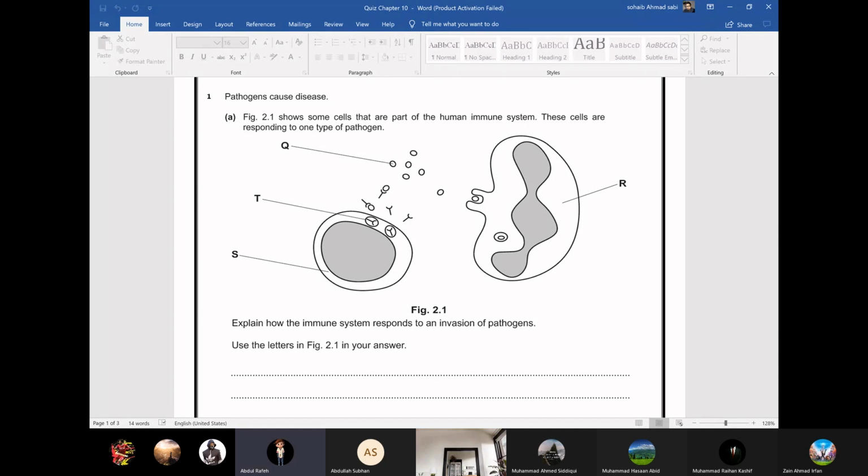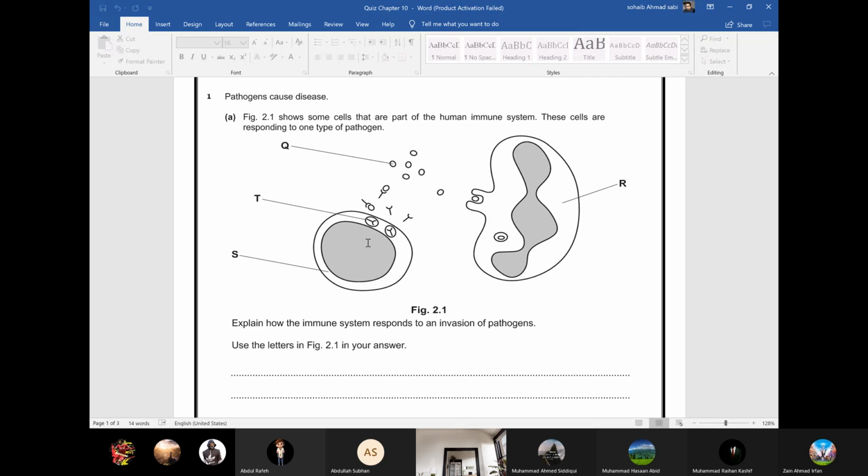This is not the answer. Listen, boys, everyone. S is lymphocyte and R is phagocyte. But the reason I told you how to differentiate which one is lymphocyte and which one is phagocyte, what you see is that the lymphocyte will always have a normal shaped nucleus. The lymphocyte will always have a normal shaped nucleus, right boys?